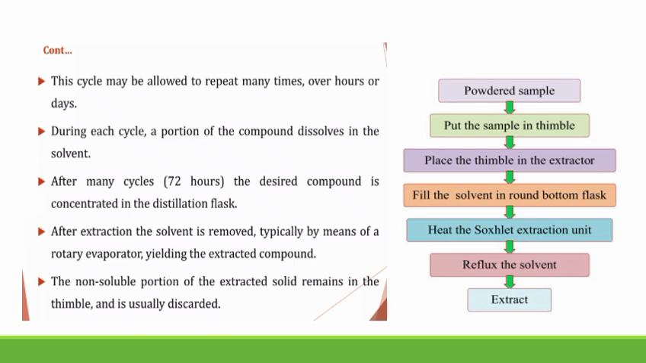So this mind map will be helpful in understanding the cycles. First we have to keep the powder sample, put the sample in the thimble, place the thimble in the extractor, fill the solvent in the round bottom flask, heat the Soxhlet extraction unit, reflux the solvent, and there will be the extraction. So this is the simple mind map which will be useful for us to understand the Soxhlet extraction process.